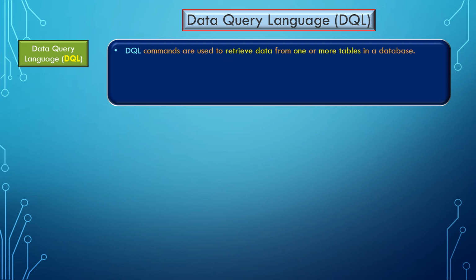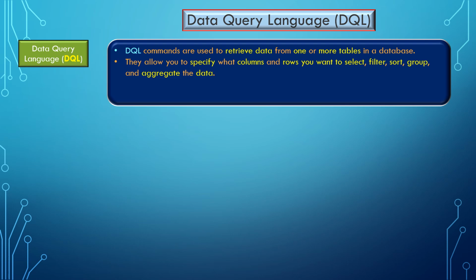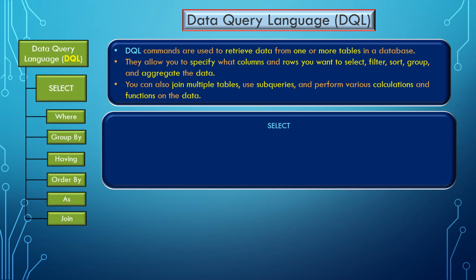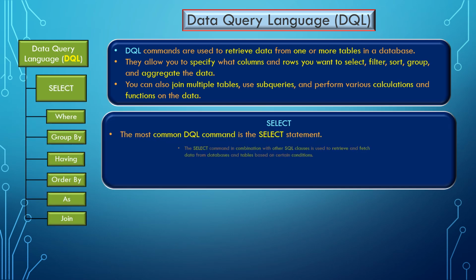Data Query Language commands are used to retrieve data from one or more tables in a database. They allow you to specify what columns and rows you want to select, filter, sort, group, and aggregate the data. You can also join multiple tables, use subqueries, and perform various calculations and functions on the data. The most common DQL command is the select statement.